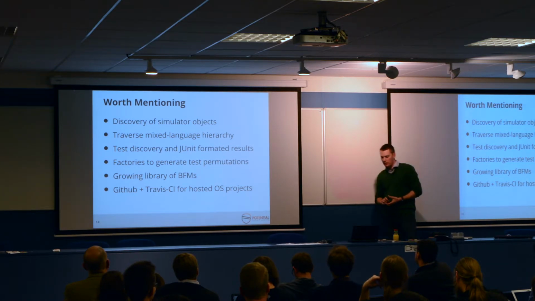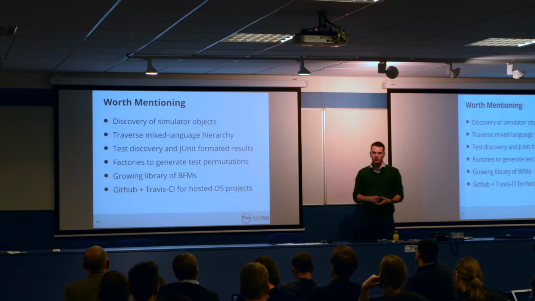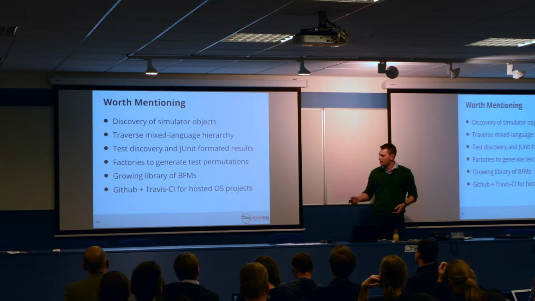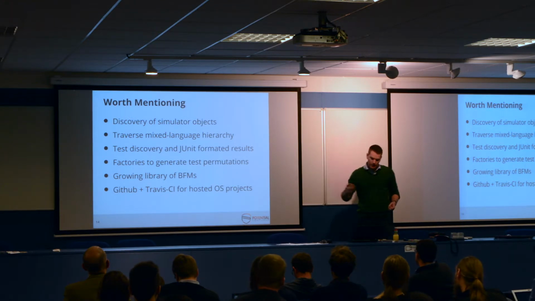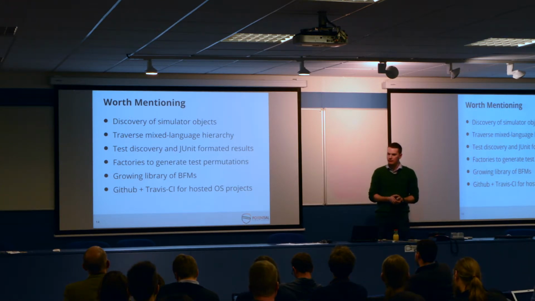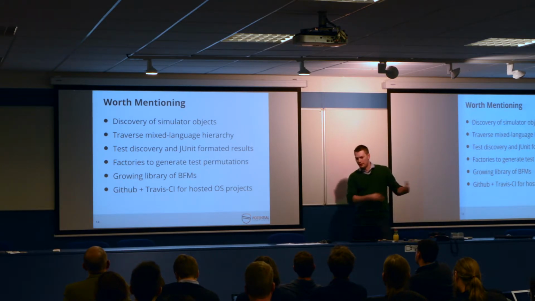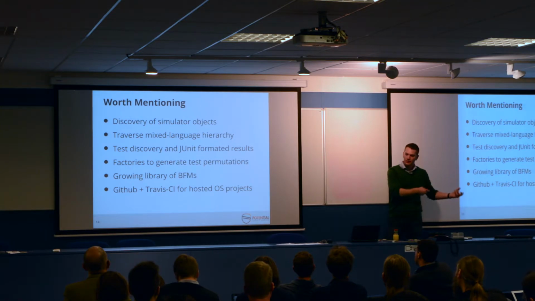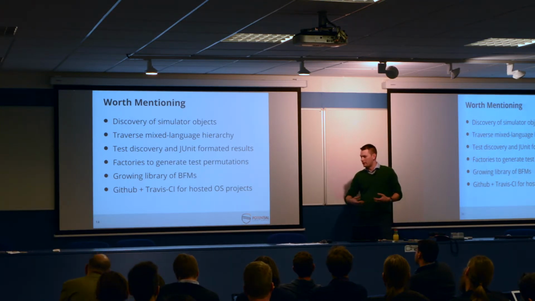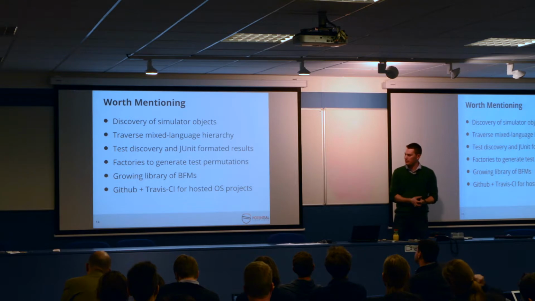We've got some BFMs built in, so we try and follow the Python batteries included model. And that's gradually growing. And there are some projects, including a CERN project for ATLAS, where the code is on GitHub and Travis CI is running Cocotb automatically. So it's possible to have a completely hosted open source flow that's run automatically.